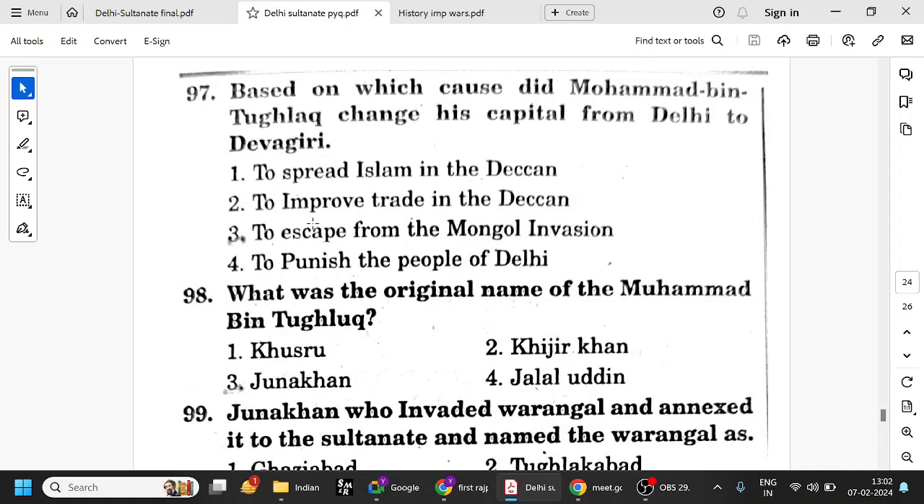But among these options, probably you can go for Mongol invasion, maybe in this option. But that is the main reason.